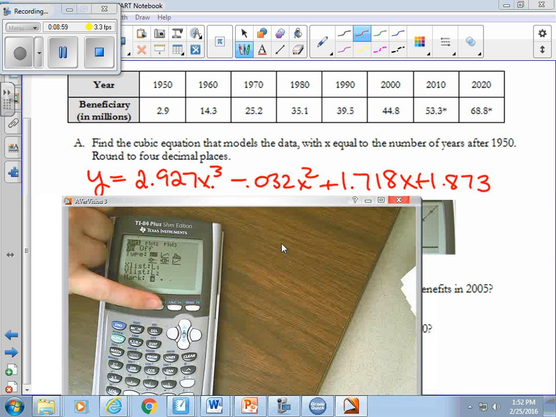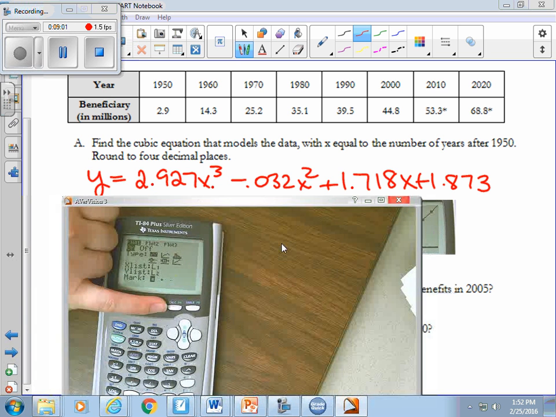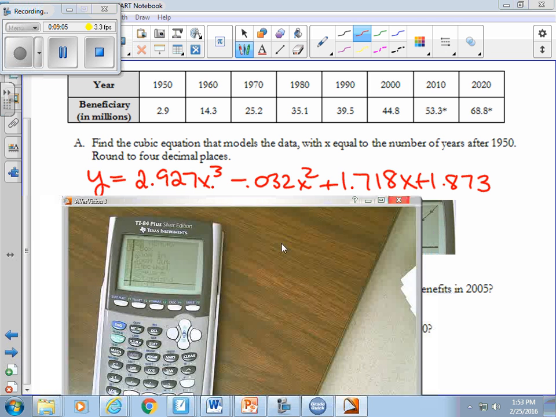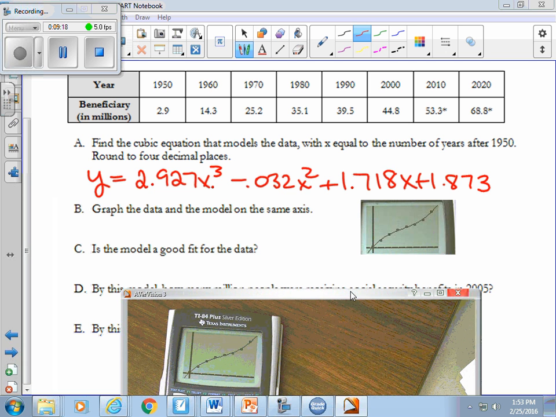There is a button that makes it set the window perfect. If you go to zoom 9, which is zoom stat, it will zoom perfectly to your data window. And then you can just copy that graph down on paper. If you had a cool smartboard like I do, you could just copy paste. If not, you'll have to draw it. Yes.